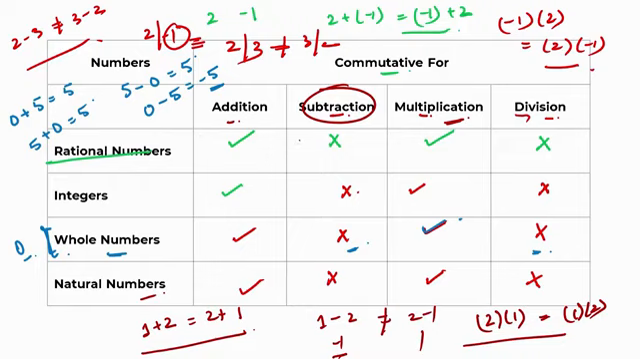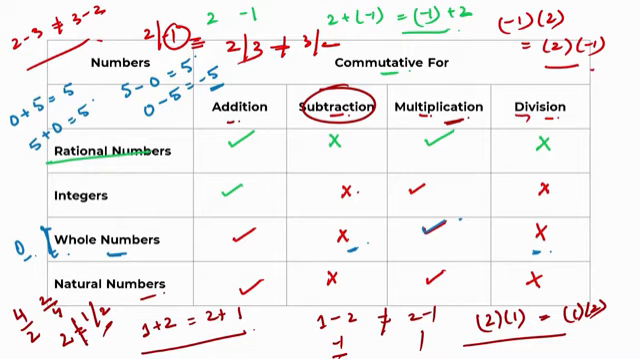For division, natural numbers are not closed, for the same reason. If I take 4 and 2, and 2 and 4, 4 by 2 is going to be 2, and 2 by 4 is going to be half, and we know that this is not equivalent and half is not a natural number. Therefore, division is not closed under natural numbers. So I hope you have understood how the commutative property works in case of rational numbers, integers, whole numbers and natural numbers for the operations of addition, subtraction, multiplication and division.